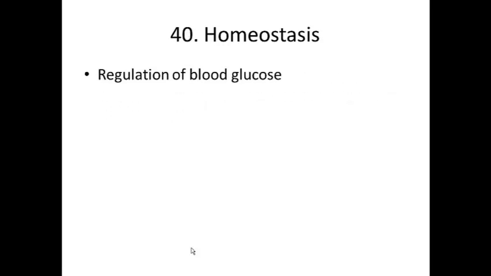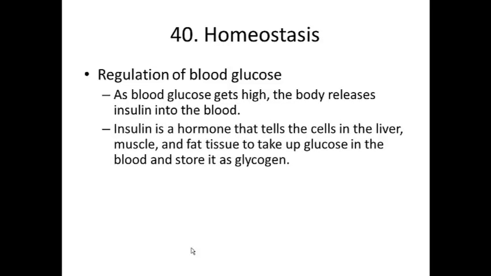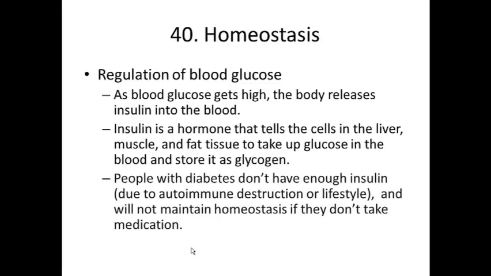So an example is the regulation of blood glucose. Inside of your body, you have glucose in your blood. And if it gets too high, the body releases insulin into the blood. Insulin tells the liver to take that glucose and store it as glycogen. So it tells the liver and muscle and fat tissue to take up the glucose and store it so that the level of glucose in the blood goes down.